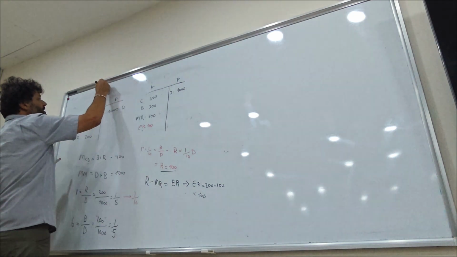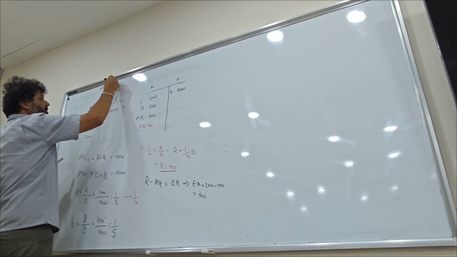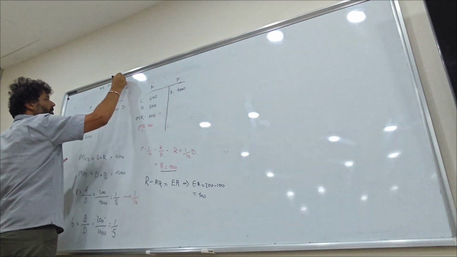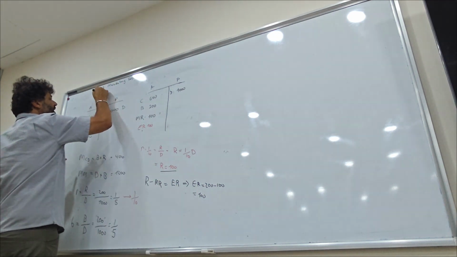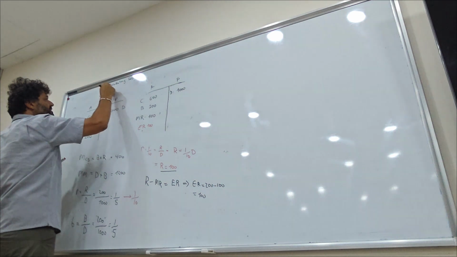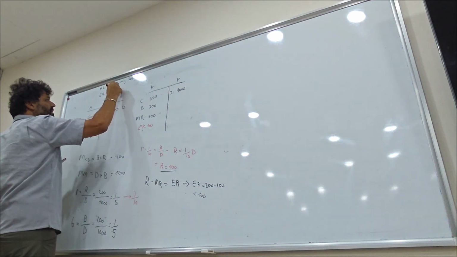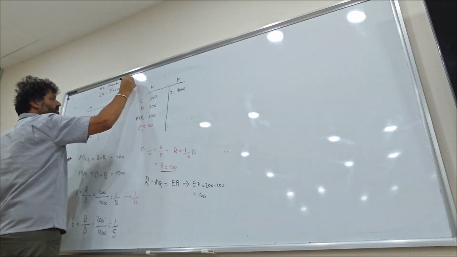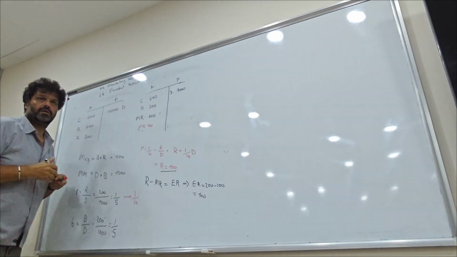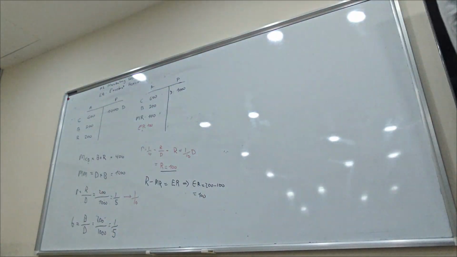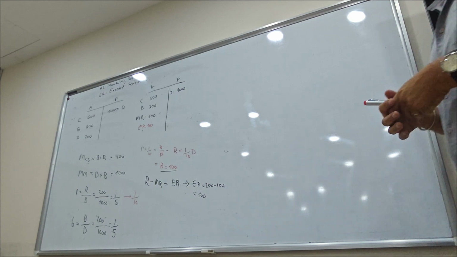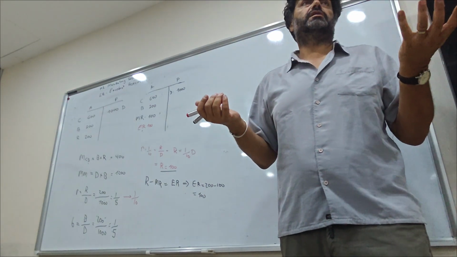MR is mandatory reserves. ER is excedent reserves. Basically, the mandatory reserves are the ones that you need. The excedent reserves are the ones that you don't need.